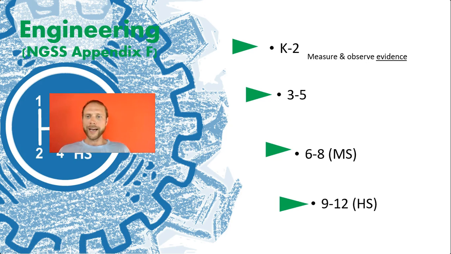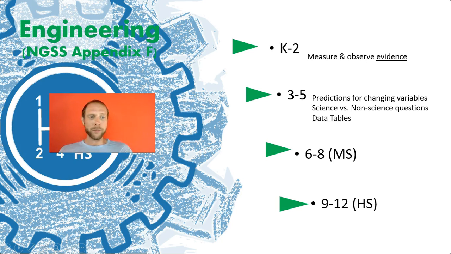At the K-2 level, they should have this idea of evidence, right? That they can measure and observe things, somehow collect evidence. It's a little bit more about evidence. Now at the 3 to 5 grade level, it goes a little bit beyond evidence to what we might call data, and they even specifically suggest arranging data into data tables. I think this is awesome, data tables.